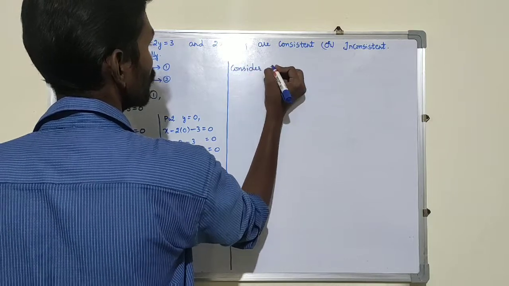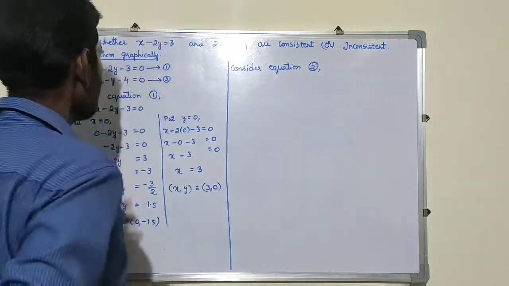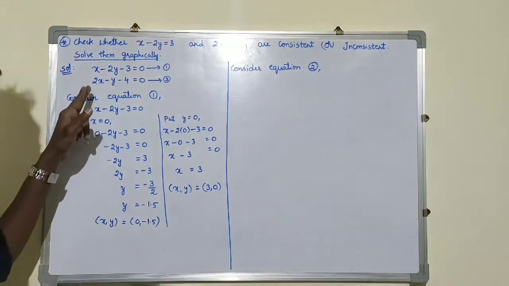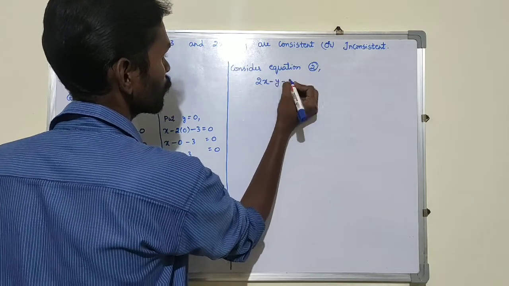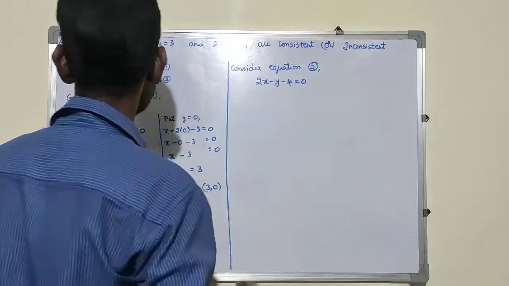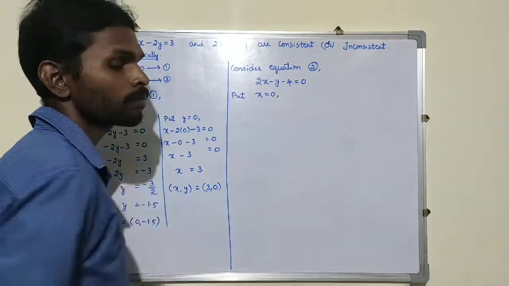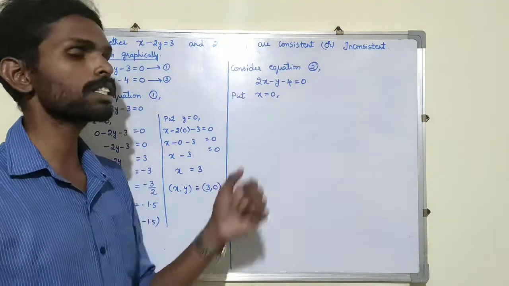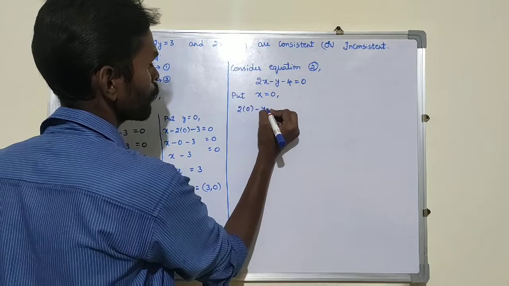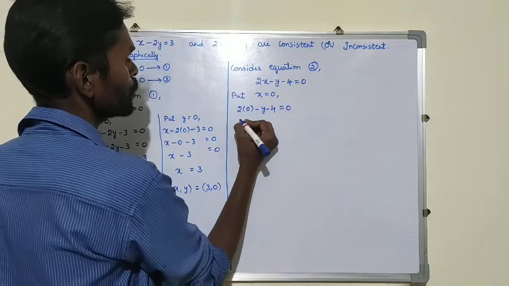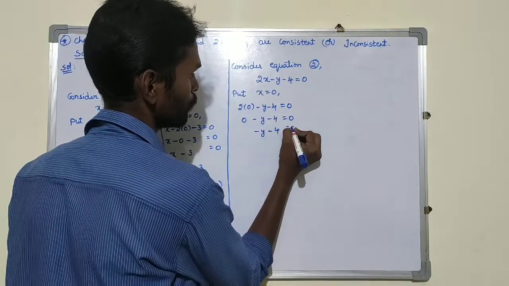Consider equation 2. Write equation 2 there. What is equation 2? 2x minus y minus 4 equal to 0. Now put x equal to 0. Put x equal to 0, it means in place of x take 0. 2 into 0 equal to 0. 0 minus y is minus y. Minus 4 equal to 0.